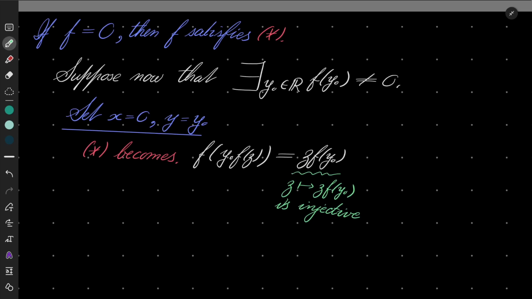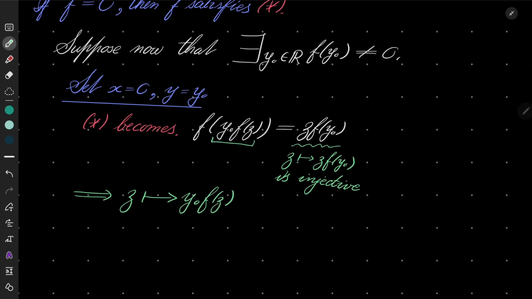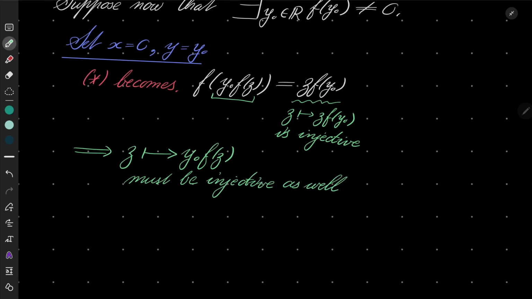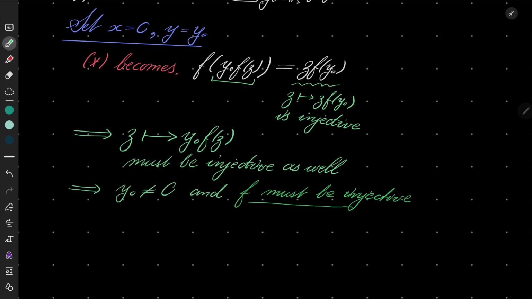But by a well-known property, if a composition of two functions is injective, then the inner function must be injective. So now we know that the function which takes z and maps it to y0 f of z, this inner function, must be injective as well. Well, but since this function is injective, we see that y0 must not be 0, and more importantly, f itself must be injective. So f must be injective. Very crucial. We'll use it in a minute. It's so crucial that I will call it double asterisk.